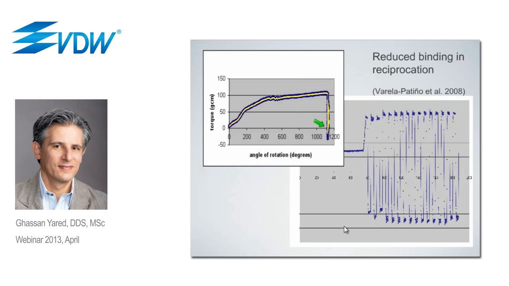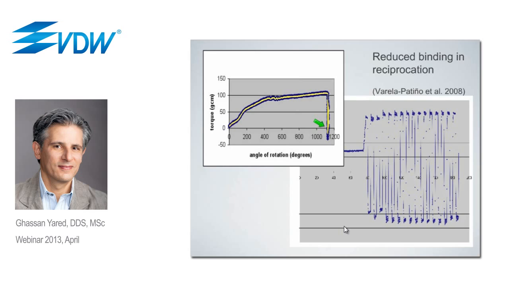So in single file reciprocation, we will choose an angle that is lower than the angle at fracture of the instrument. Let's say 800 degrees. We set that angle on the motor. When we use the instrument in the canal in reciprocation, when the instrument reaches 800 degrees, the motor will reverse the rotation, and so on. The motor will keep reversing the rotation when the angle that is set on the motor is reached. And this angle is much lower than the angle at which this instrument would fracture.